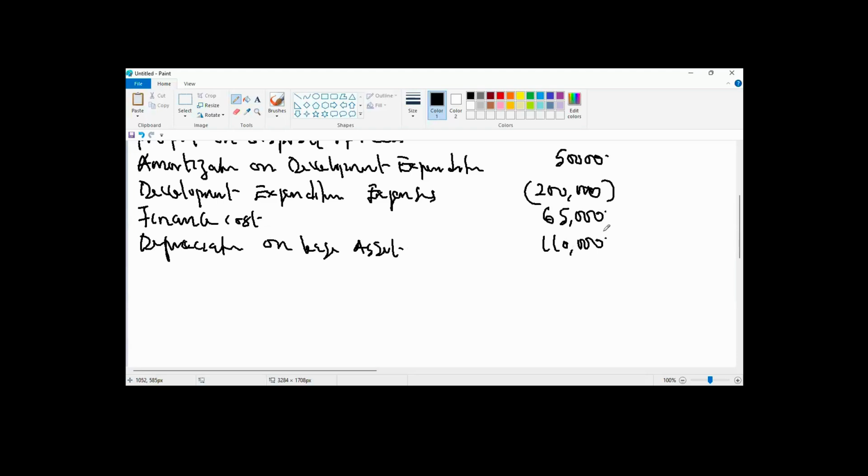And a sum of 150 was paid during the year in respect of the lease rental, lease payments. The lease rental, how much was paid? 150. What do we do to that? You less. Anytime you hear lease.